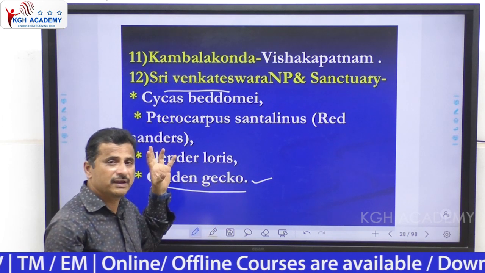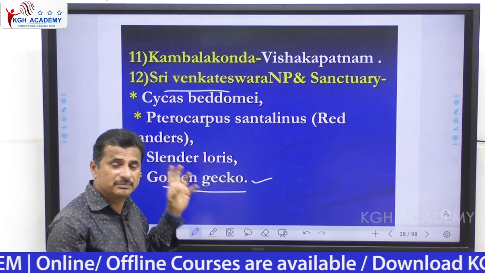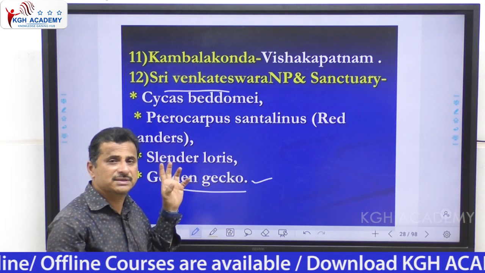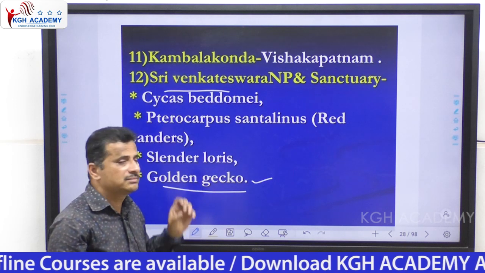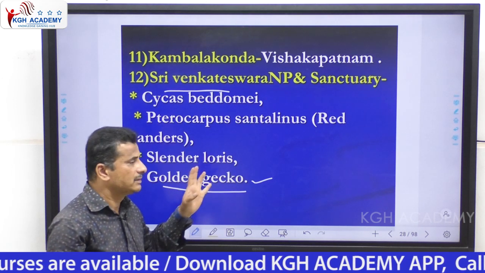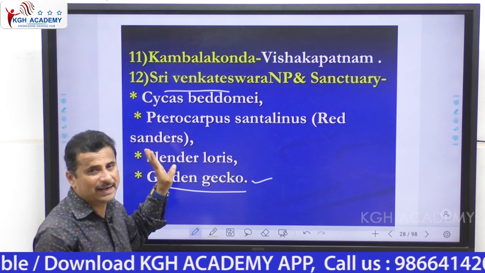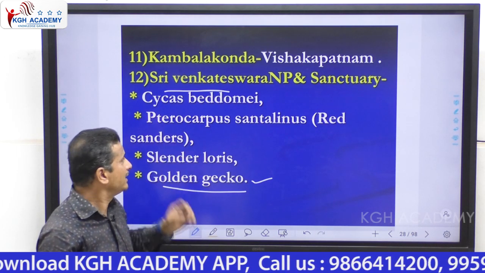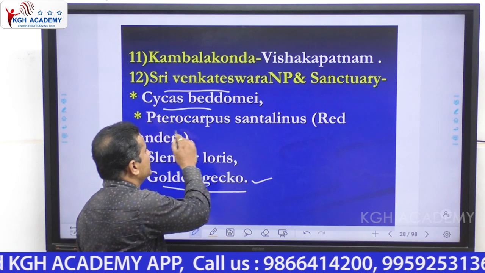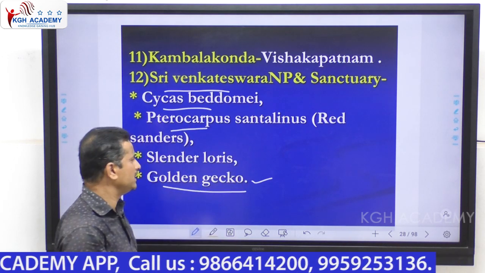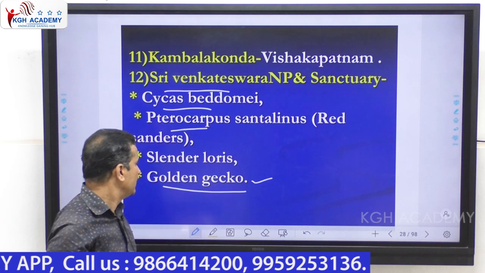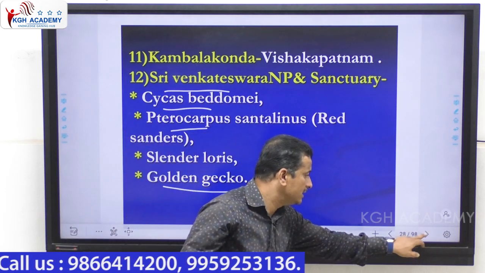These are the very famous biodiversity, the wildlife organisms in this area, very important. Here plant and animal species are very important. So Cycas species, Pterocarpus, also called red sanders, the slender loris monkey, and the golden gecko, a lizard.